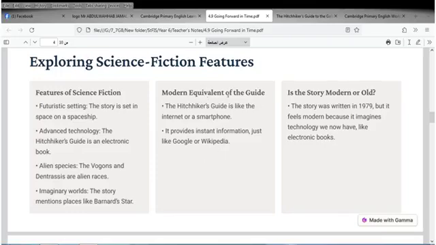And some modern equivalent, sorry, to the guide. The Hitchhiker's Guide is like the internet of these days, or smartphone, or tablets, or iPad. It provides instant information, just like Google or Wikipedia. Remember, those things weren't in 1980 or in 1979.